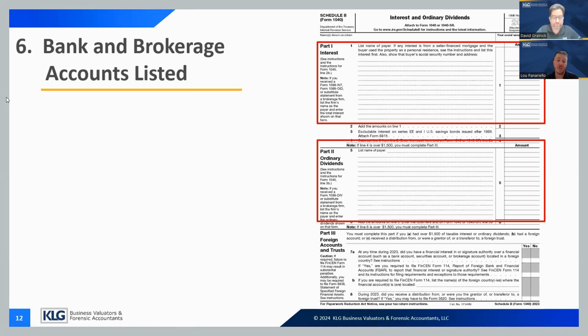Part 2 is for reporting ordinary dividends. Again, probably not from a bank account, but from a brokerage account and the securities that are owned in that brokerage account, and also from C corporations. David's going to get into that a little bit later. But why do we use Part 1 and Part 2 of Schedule B? Simply for the fact that it helps to identify bank accounts and brokerage accounts.